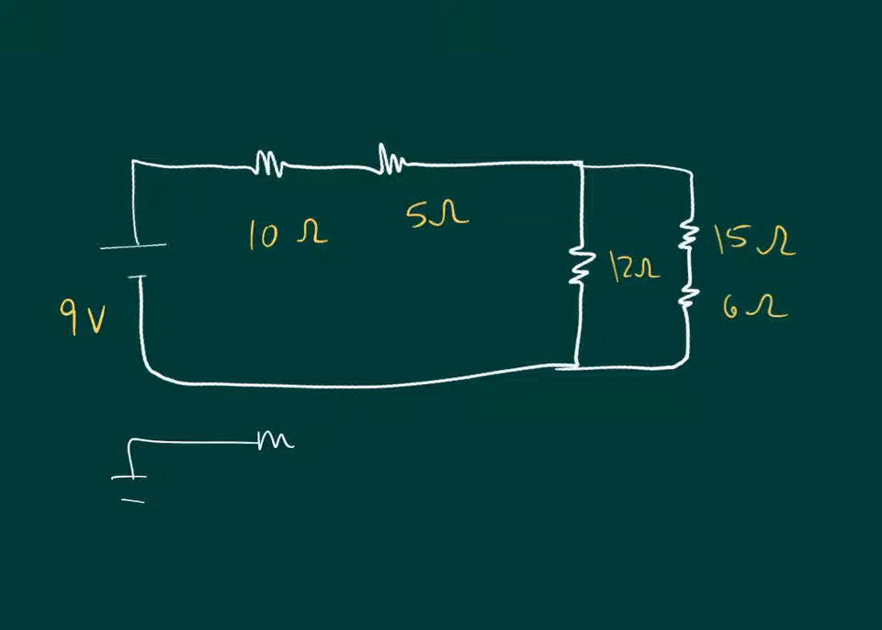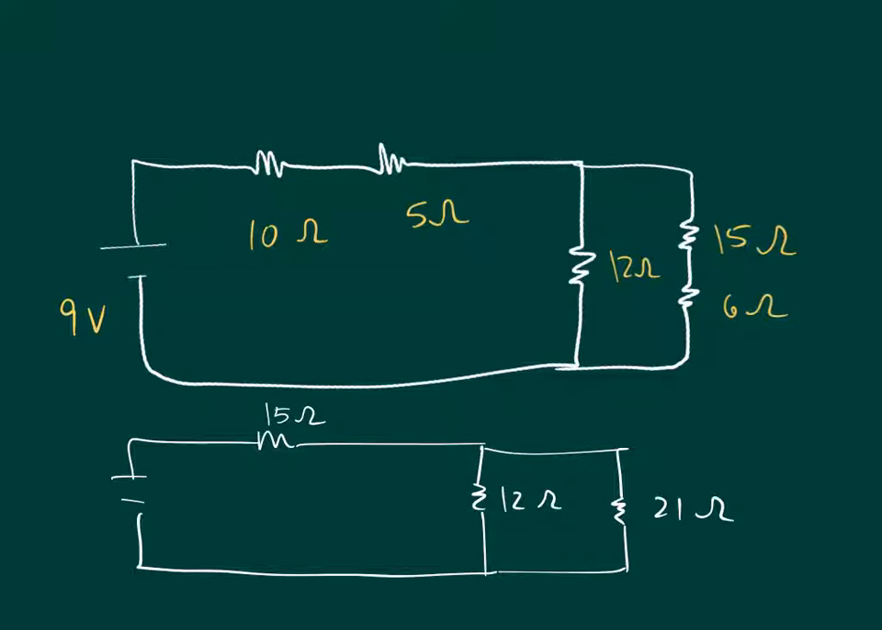So what's 10 and 5, obviously? We replace that with 15 ohms. Get rid of these two resistors here and put one in its place. The 12 that's there we'll leave alone. The other one, though, is 15 and 6. It's 21. Bring them back all the way around, and we've got 9 volts. That's all we can do for now.